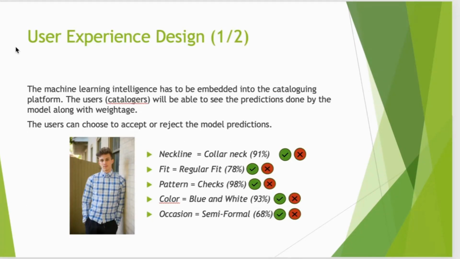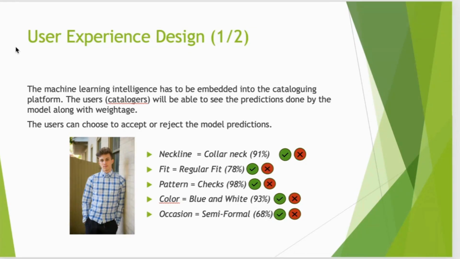So this is just a representation of how we would actually render the attributes. The catalog images that are uploaded in the system would be displayed to the users. The user would be able to see the attribute along with the probability with which the model is able to categorize it. And the user can choose to accept or reject.